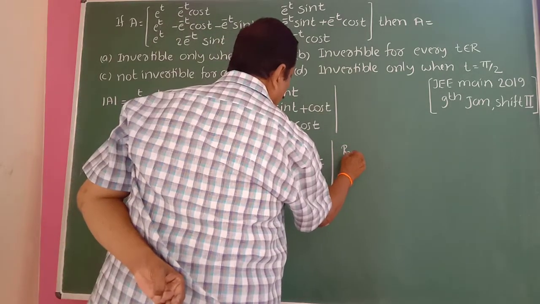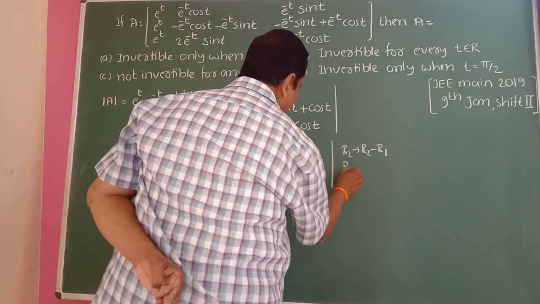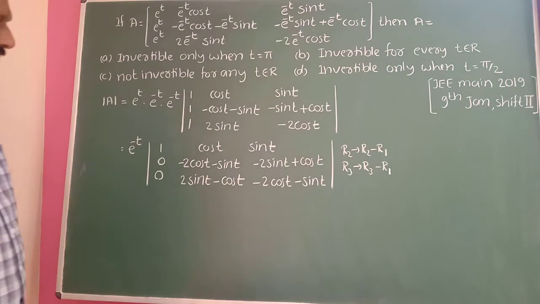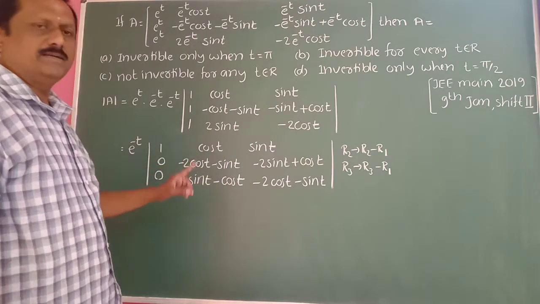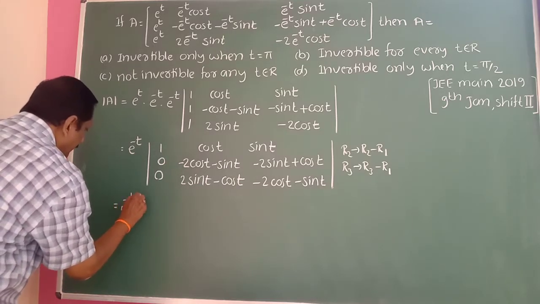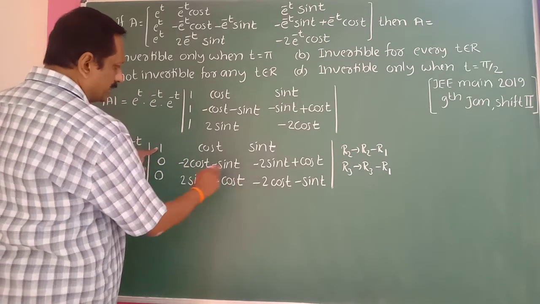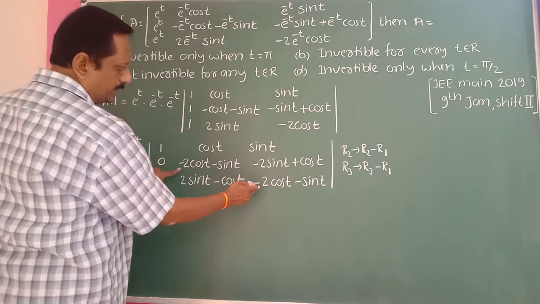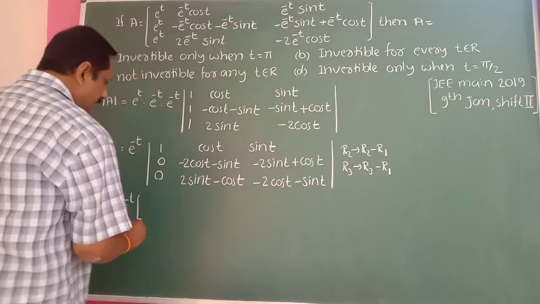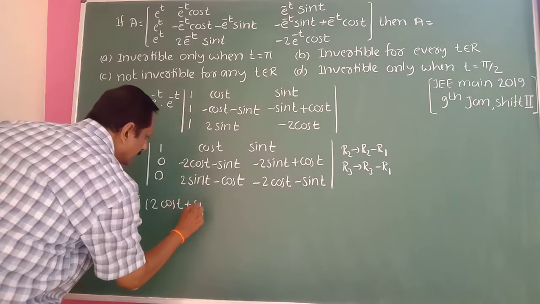Therefore, R2 gives R2 minus R1 and R3 gives R3 minus R1. Then you expand this determinant. Keep e raised to minus t as it is, e raised to minus t into bracket: 1 into this. Here, minus 2 cos t sin t, minus 2 cos t into minus sin t. You can take a minus common factor here. Minus into minus becomes plus. Hence 2 into cos t plus sin t.